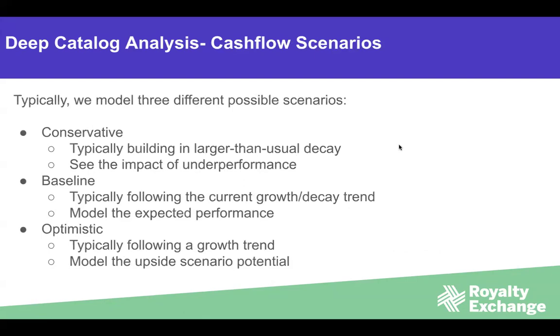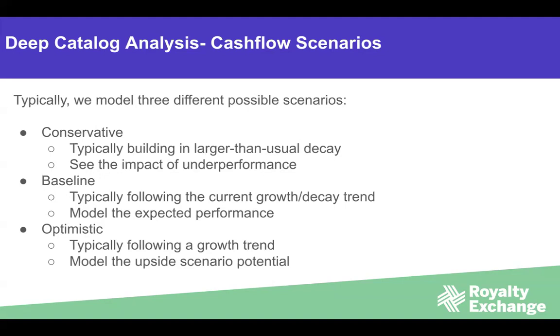So for the cash flow scenarios, typically we like to model out three different scenarios: one showing decay, one showing stability, one showing growth. Our conservative scenario is normally the decay. We'll try to model in larger than usual decay so we can really get a good handle on our worst case scenario and what that looks like, just so we understand what kind of risk profile we're dealing with.